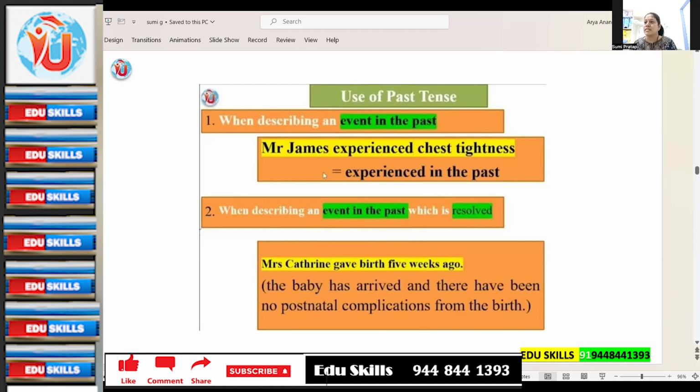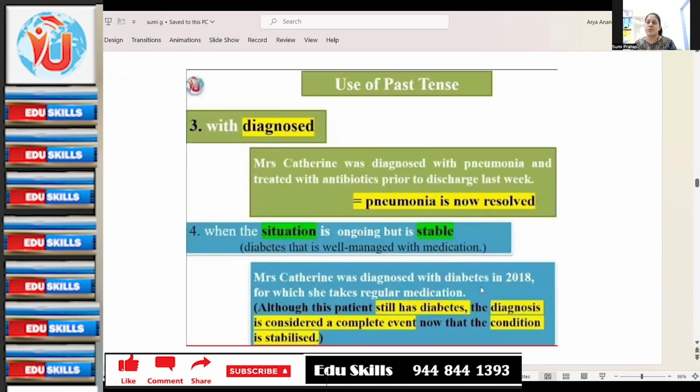So next we can see that with diagnosed. Mrs. Catherine was diagnosed with pneumonia and treated with antibiotics prior to discharge last week. Okay, so pneumonia is now resolved. So this kind of situation, where the patient's condition is already resolved, we can write using the past simple tense.